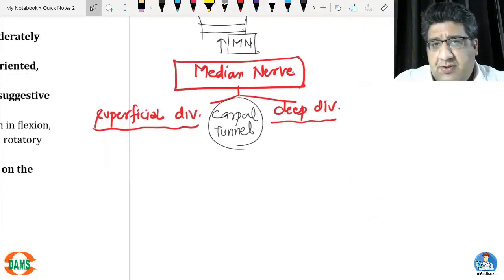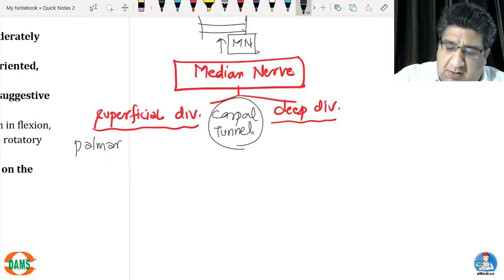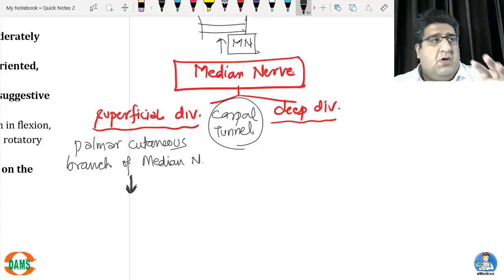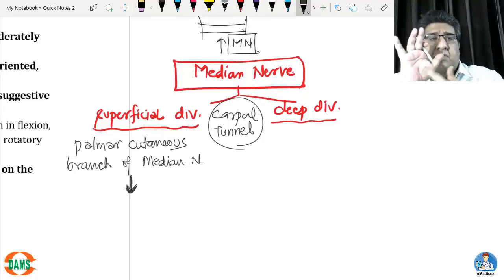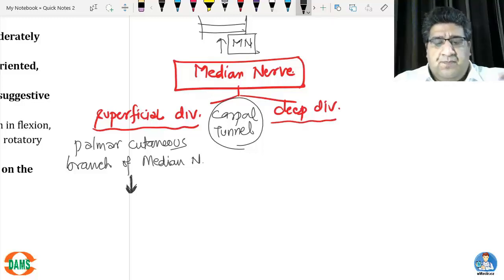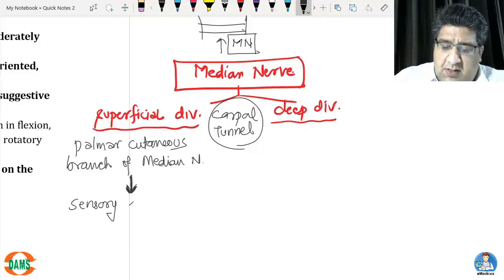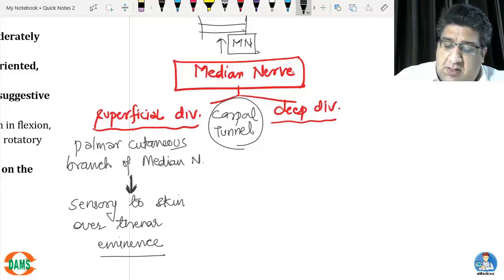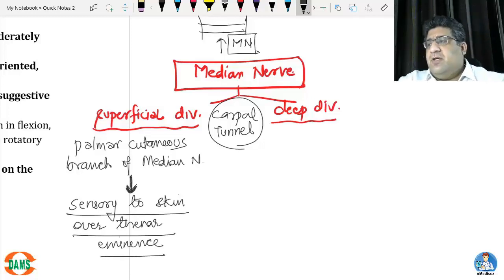Now this superficial branch is called the Palmar cutaneous branch of the median nerve. Now you might be wondering why it is called the Palmar cutaneous branch, because it is just a cutaneous branch which has got no motor component at all. It is just going to supply the skin over the thenar eminence, and that's all. So this will be sensory to just the skin over the thenar eminence. Its job is done, it is finished. Nothing else can be done by the Palmar cutaneous branch.